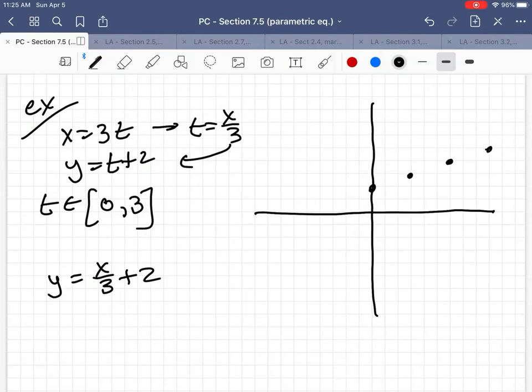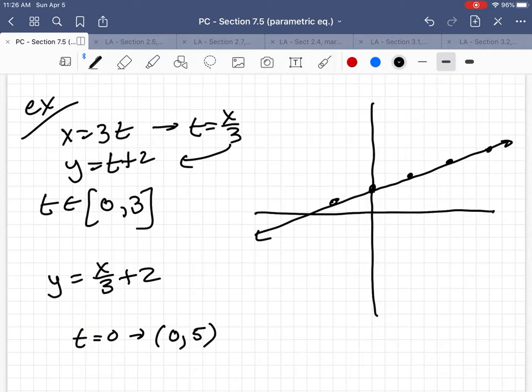But when you graph that line, you don't know where to start and where to stop. All right. Okay, so what you have to do is plug in the initial and the terminal point. Like when t equals 0, you get the coordinate 3 times 0 is 0, and 0 plus 2 is 5.